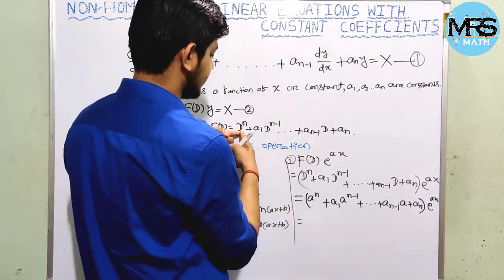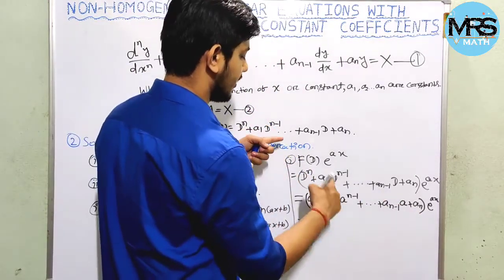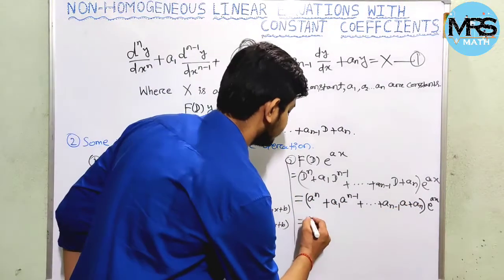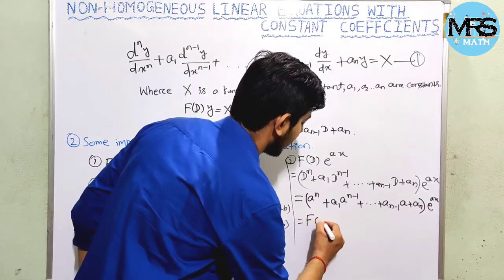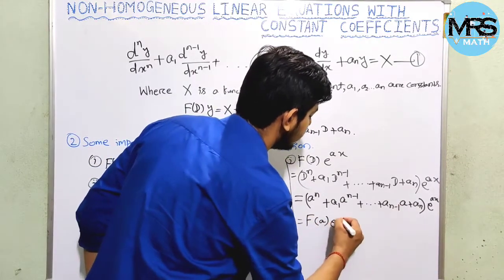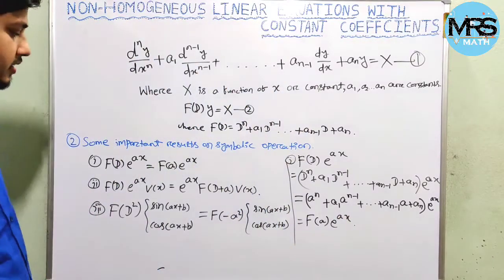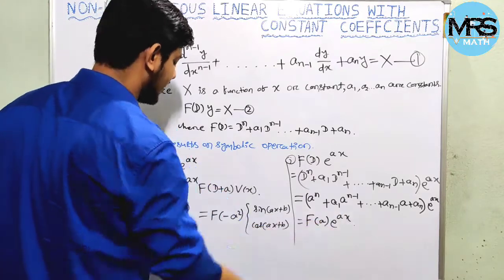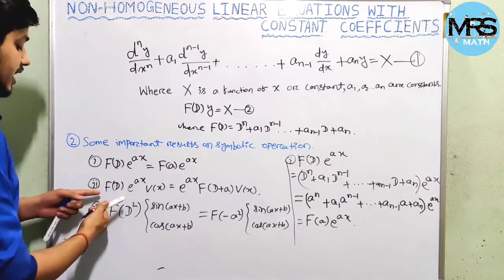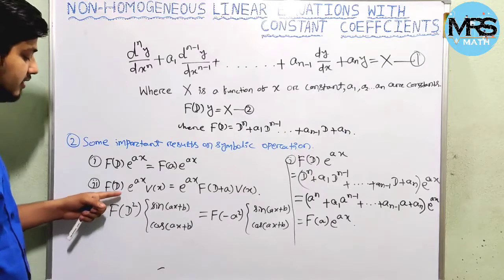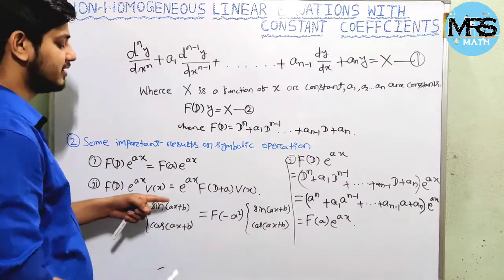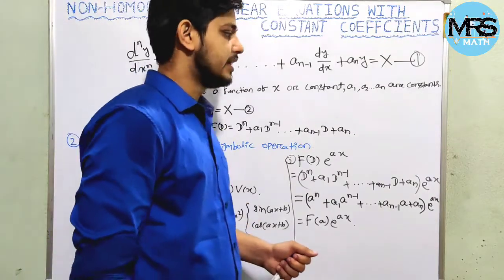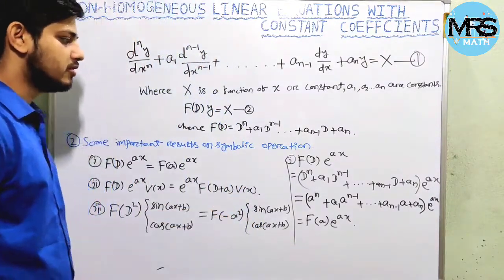Just we are replacing D as A, you can see. So this one we can write as f of a into e to the power ax, right? So you can see that the first one, f of d on e to the power x, we are getting f of a e to the power x, right? Similarly, you can operate on 2 and 3. F of d operating on this function, you will get this one, and operating on this function you will get this one. It is not that much difficult, you should try it from your own side.